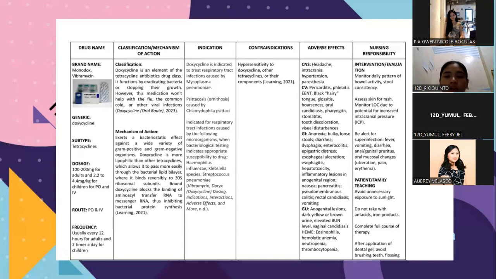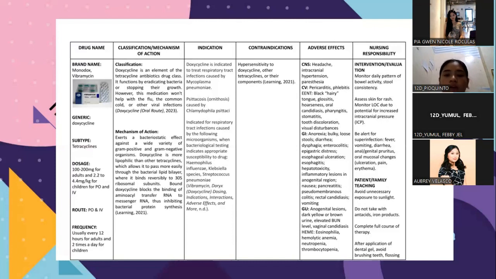The indication of doxycycline: it is prescribed to treat specific bacterial infections. Some of its indications include respiratory tract infection caused by Mycoplasma pneumoniae. Mycoplasma pneumoniae is a bacterium that can cause respiratory infections like pneumonia. Also psittacosis or ornithosis caused by Chlamydophila psittaci. This is an infection caused by a type of bacteria that can be transmitted from birds to humans. It often occurs in people who have contact with infected birds, especially parrots.